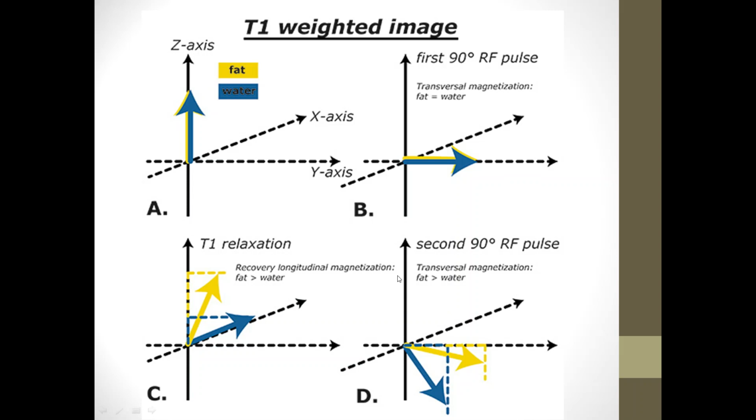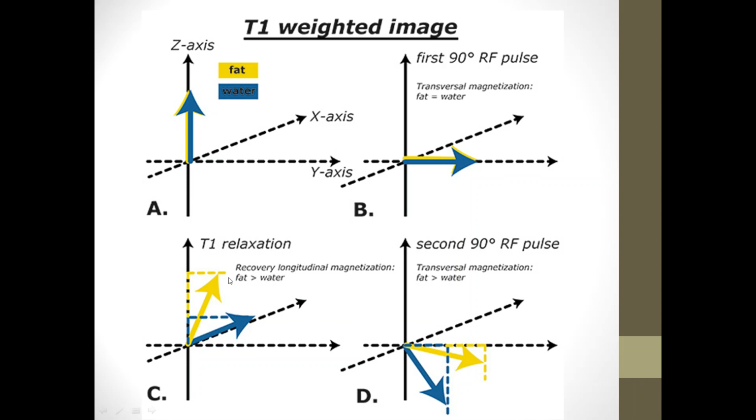The time taken between the first 90-degree pulse and the second 90-degree pulse is called TR, the repetition time, because we are repeating the radio frequency pulse. Here we are giving a 90-degree pulse, and after a certain time we are giving another 90-degree pulse. This is called repetition time. The repetition time here is very important.